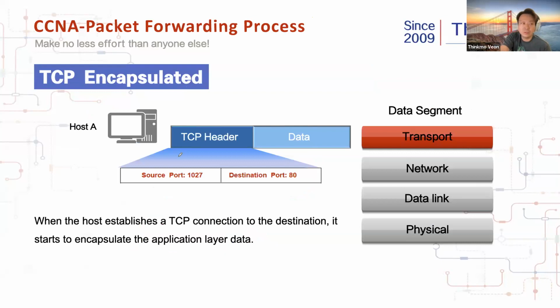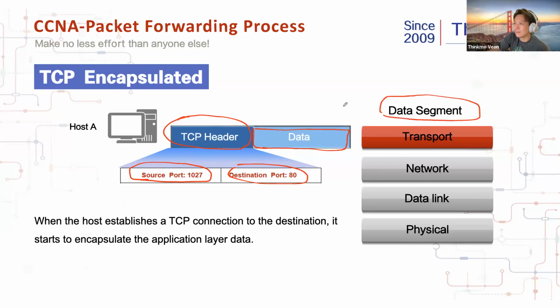Next one. The packet will start to be encapsulated from the TCP layer, as I mentioned just now. In the TCP layer, the TCP header will include the source port. This source port is a TCP port included in the TCP header. So you have source port and destination port in the TCP header. As you see, the TCP header will be inserted in front of the data packet, so it becomes a data segment. This is called the first encapsulation.